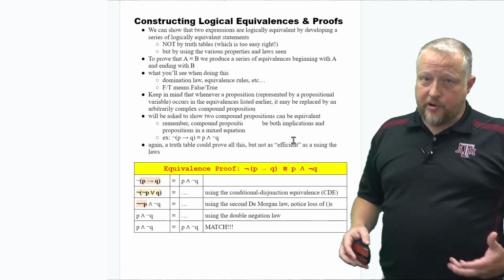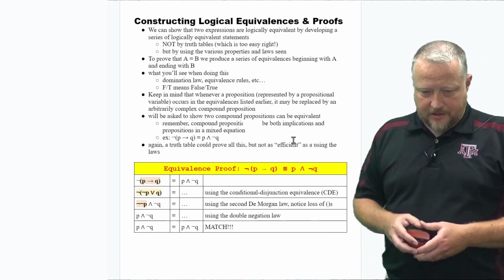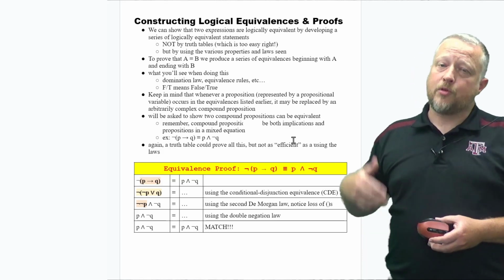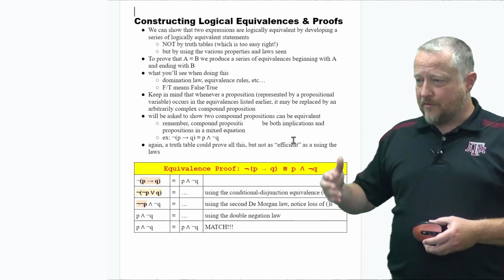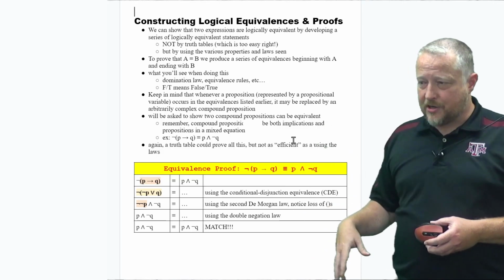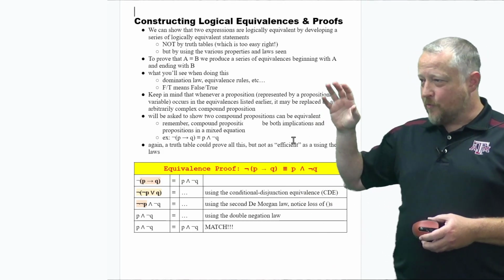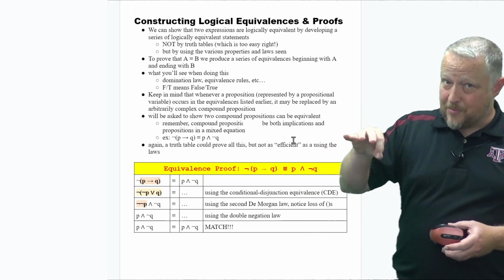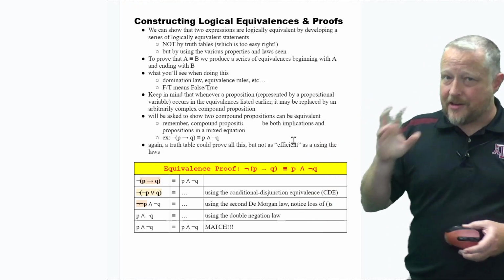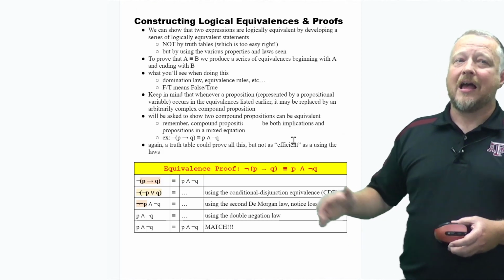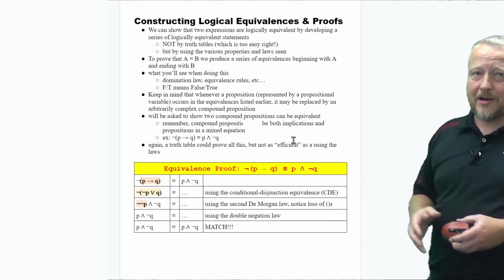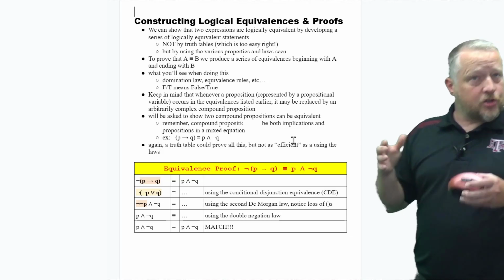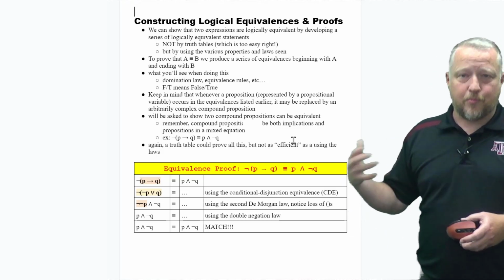Here's where the real work comes into place. Now with all of your background knowledge of the implications, biconditionals, your overall set of conjunctives, and all of those truth tables and truth values and the equivalencies that they have, now you're going to start getting this. And that is constructing an equivalency and a proof.